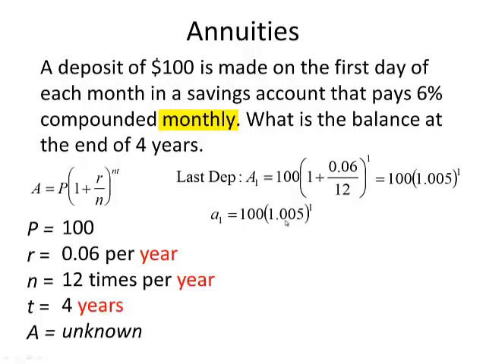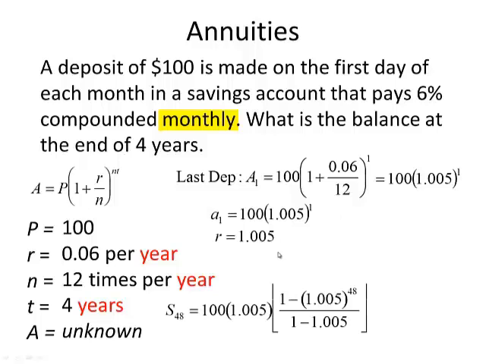So using the summation formula, we can put this together, and the sum of 48 months is equal to the first one times 1 minus 1.005 to the 48 months over 1 minus 1.005. It comes out to $5,436.83.